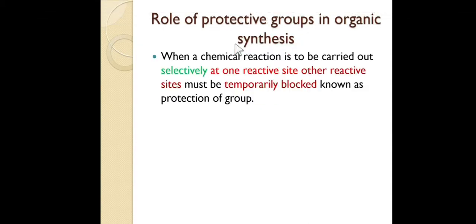So let's see what is meant by protection and deprotection of a functional group. When a chemical reaction is carried out selectively at one reactive site, the other reactive sites are temporarily blocked. This is known as protection of that group. Okay, and the group that is used for the protection is known as a protective group. Let's see with an example.